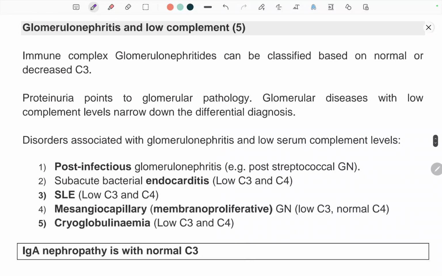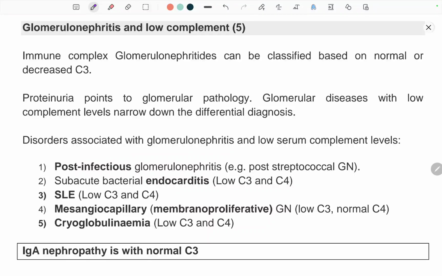Now, glomerulonephritis and low complement. Immune-complex glomerulonephritis can be classified based on normal or decreased C3. Proteinuria points to glomerular pathology. Glomerular disease with low complement level narrows down to different diagnoses.